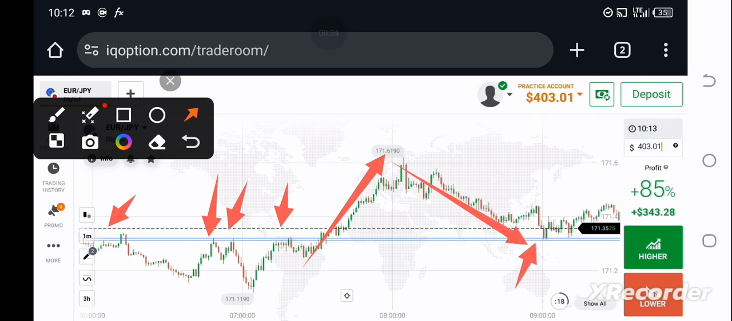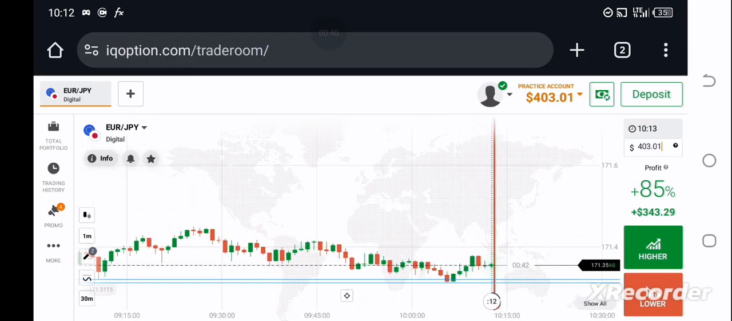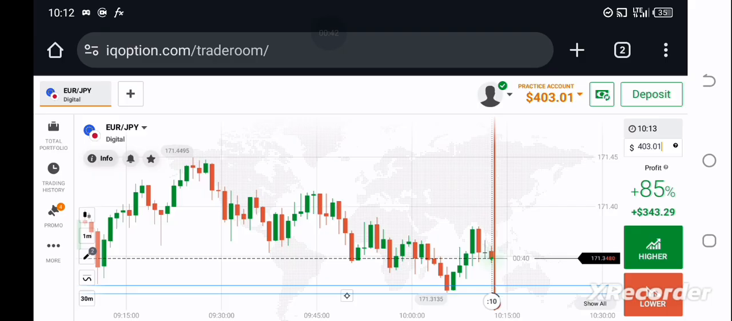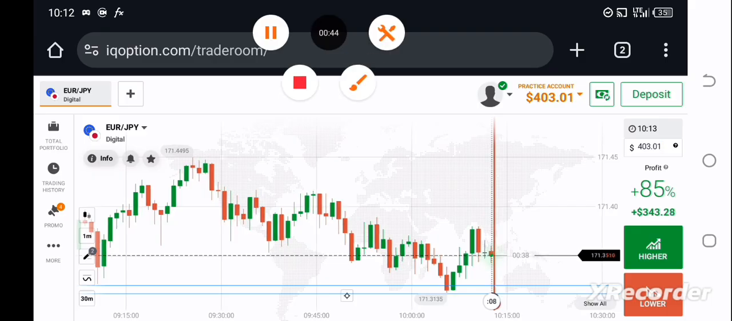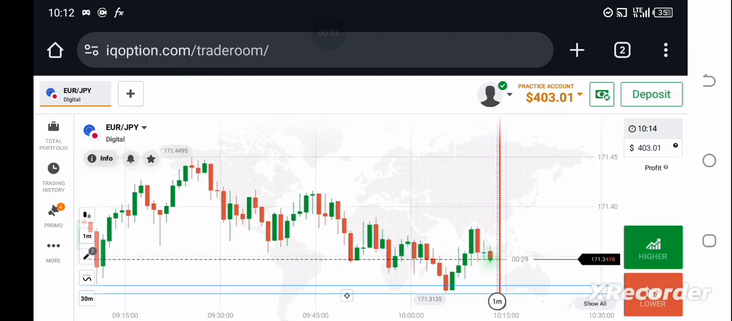So support level, support twice. Now you wait for the market to get to that same level again. Okay, so if you look carefully, the market got to the level at this same point here. You can see you got to the level, you can see the buyers entered.